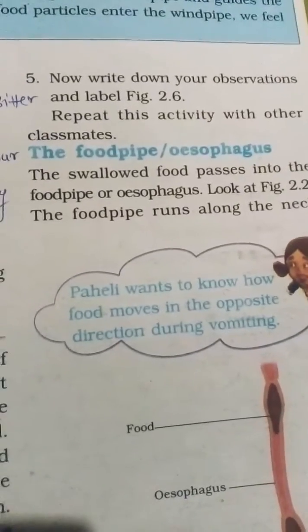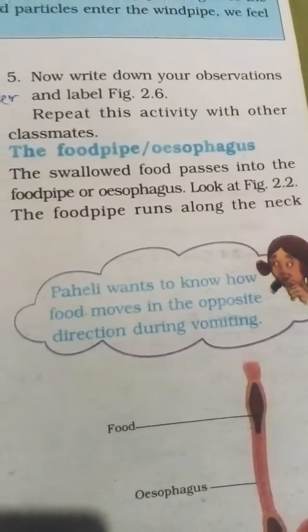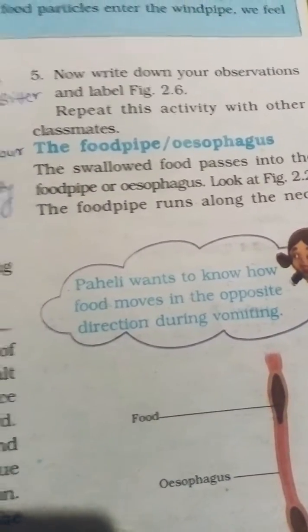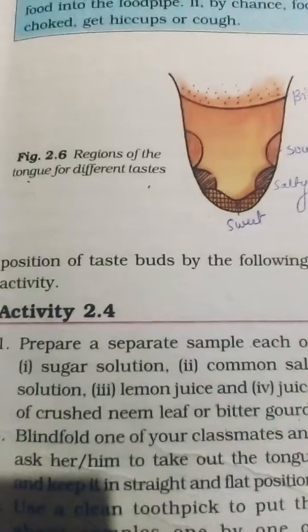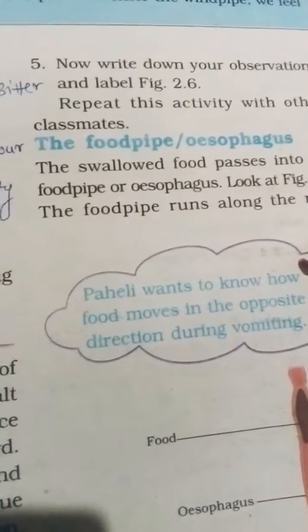Now write down your observations and label. Now where your classmate observes the taste, observe it and write and label the figure 2.6. Here the figure 2.6 is given. Repeat this activity with your other classmates also.